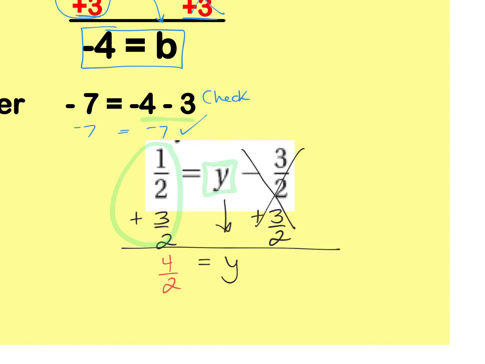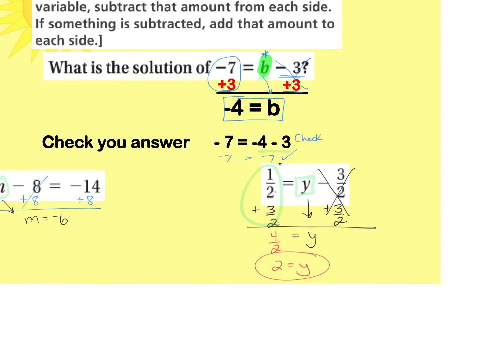I was lucky because these had a common denominator, so I just added the numbers in the numerator. And guys, we can simplify that. 4 over 2 is just going to end up being plain old 2. So 2 would be my answer. If you can simplify, then we always want to simplify.